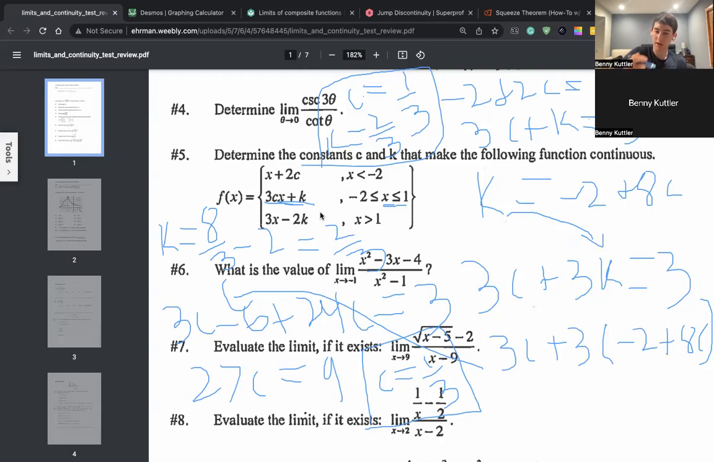So this is a problem that could show up on the AP exam. It's a lot of work to do, as you can see with my crowded screen here, but this is a way that they can test your knowledge on continuity. So make sure that you remember limit from the left equal to the limit from the right, and these values are equal to the function.